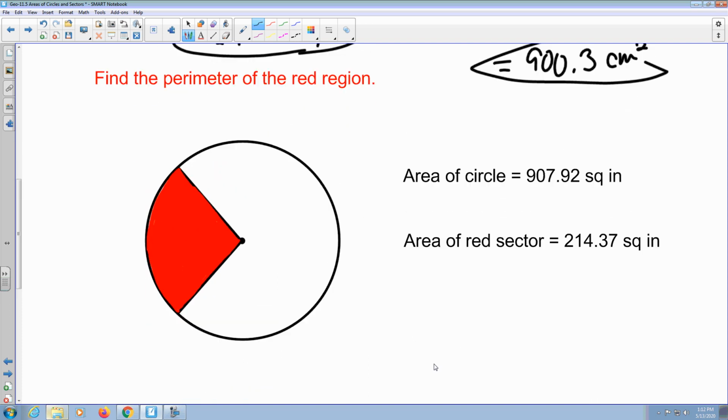All right, so here they want us to determine what the perimeter of the red region is. So the perimeter is going to be this, this, and this right here. So essentially we got to find the radius and the radius, and we got to find the arc length of this portion of this particular circle. Well, they give us some information that is going to help us out.